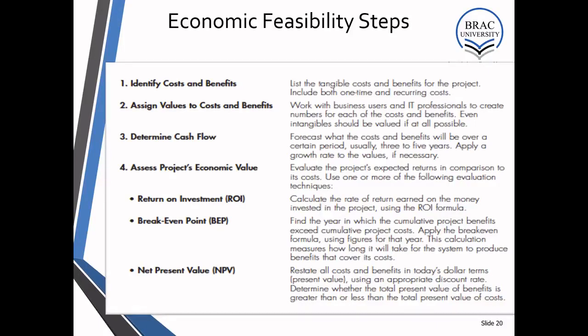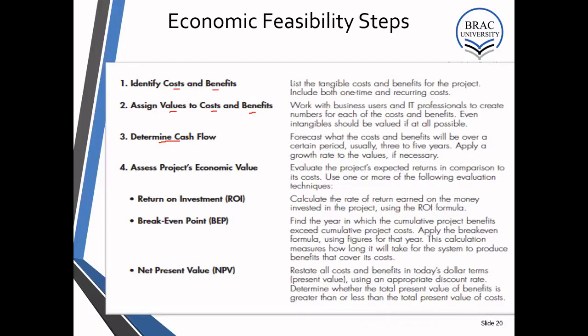So finally, we can summarize the economic feasibility in this way. First, we need to identify the costs and benefits of our information system. Then we need to add some values for each of the costs and benefits, and then determine the cash flow. Cash flow means the current situation of our investment. Is it still in debt, or is it making profits?